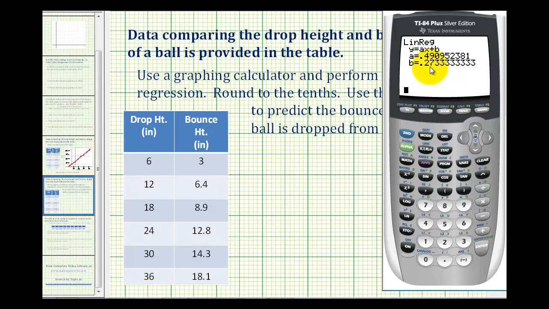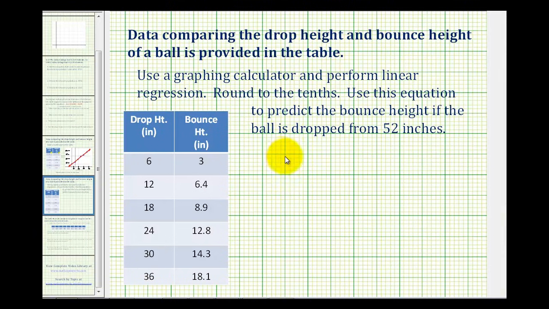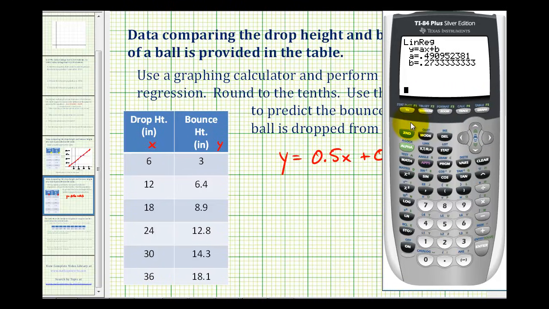One thing we have to be careful about, though, is they are asking us to round to the tenths. So we're going to round the slope to 0.5, and we'll round the y-intercept to 0.3. So our equation is going to be y equals 0.5x plus 0.3, where x equals the drop height in inches, and y would be the bounce height in inches. Let's go ahead and enter this equation into y1. So we'll press y equals, and then 0.5x plus 0.3. Now if we press graph, we can see that line is an excellent fit for the given data.